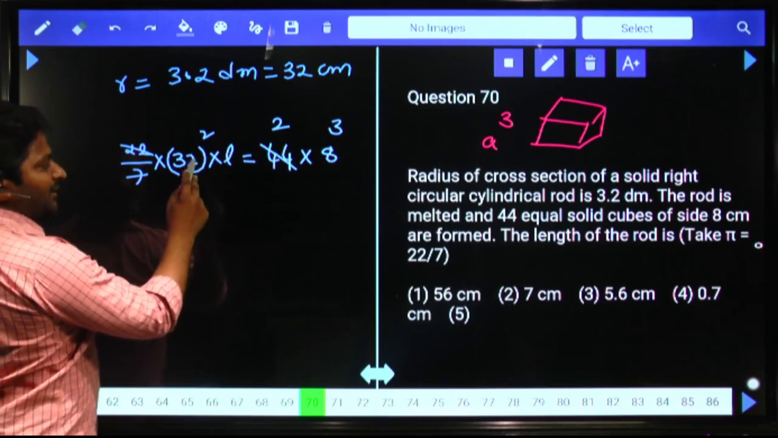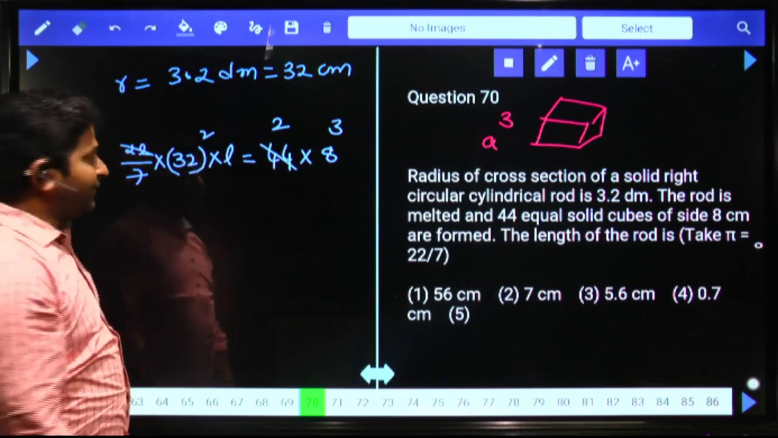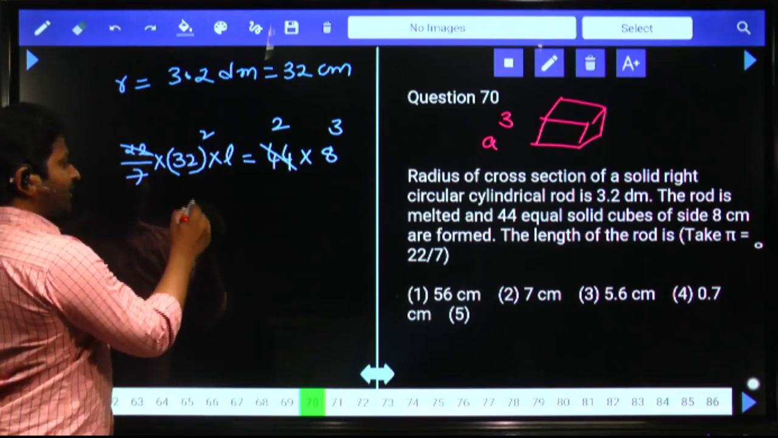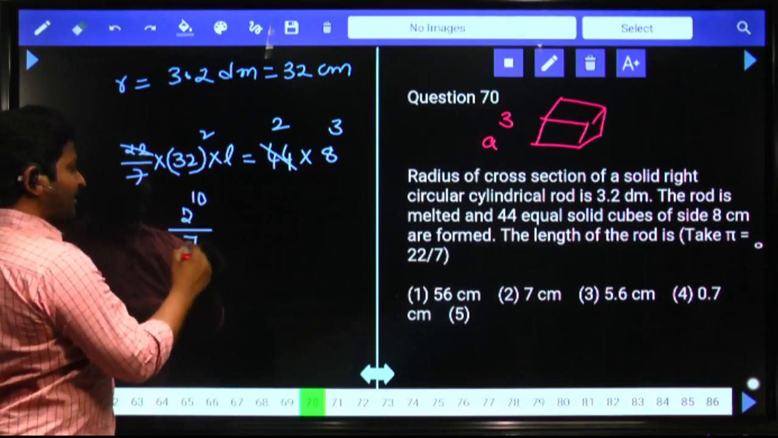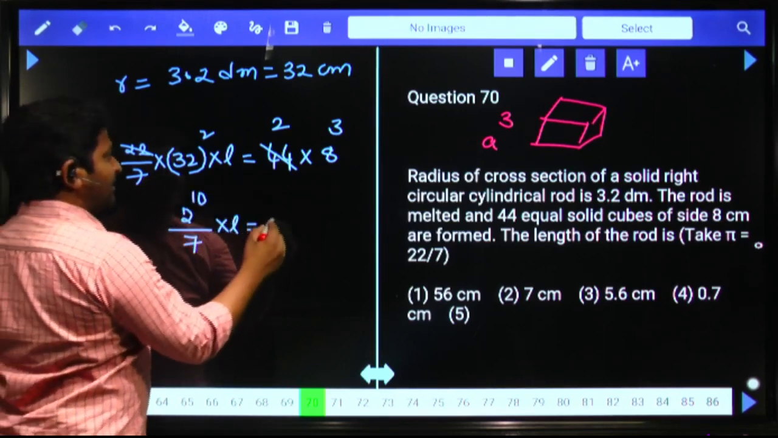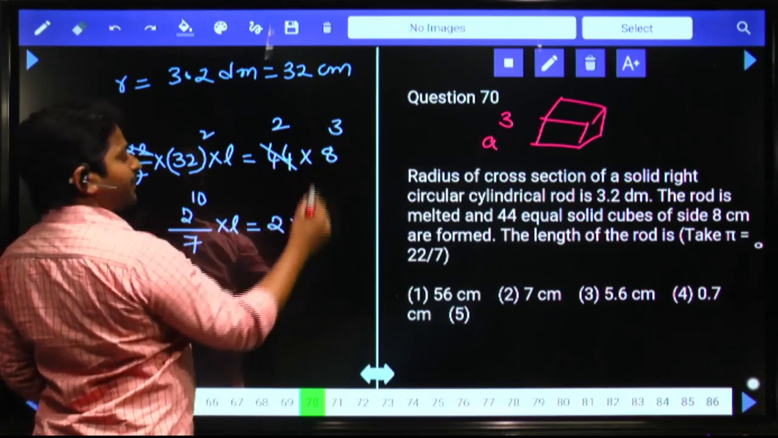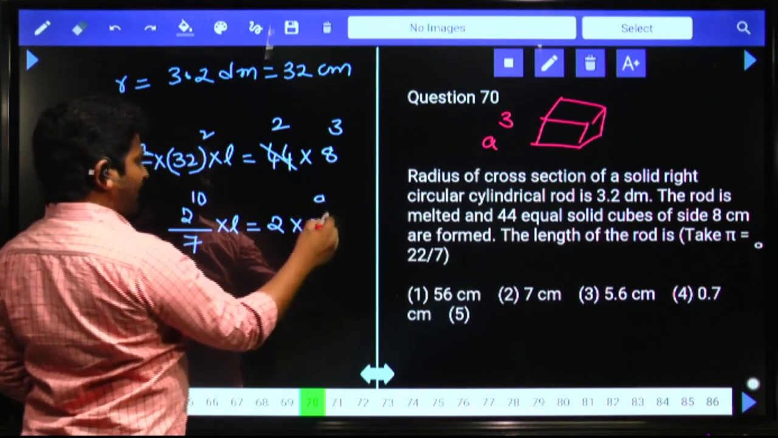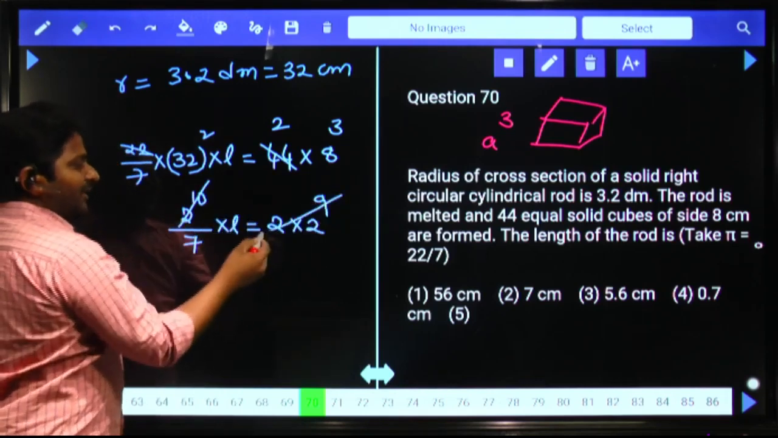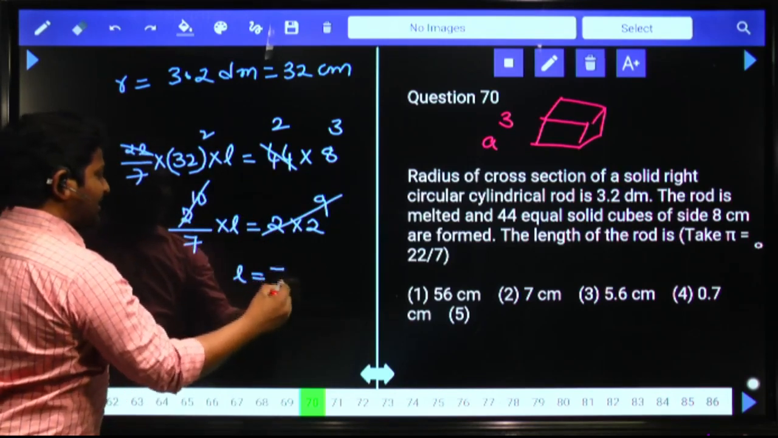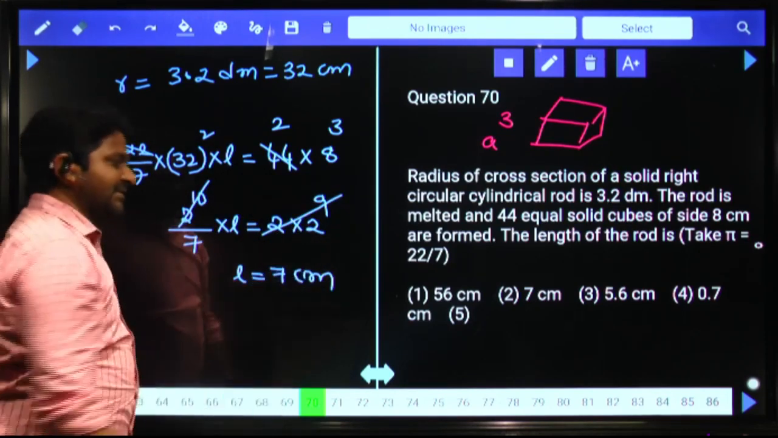32 can be written as 2 to the power of 5, so 32 squared is 2 to the power of 10. So 2 to the power of 10 divided by 7 into L is equal to 2 into 8, and 2 into 8 can be written as 2 cubed to the power of 2, that is 2 to the power of 9. 2 power 10, 2 power 10 gets cancelled, then L is equal to 7 centimeters.